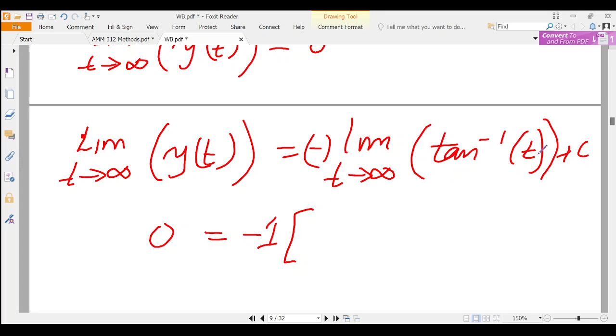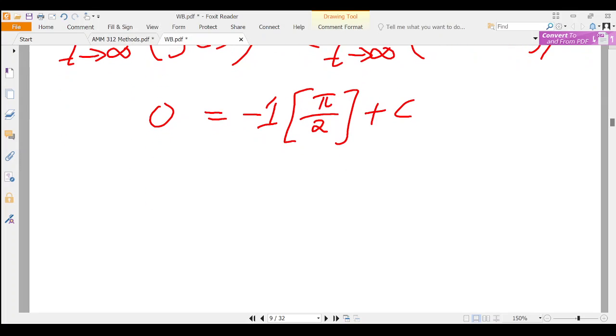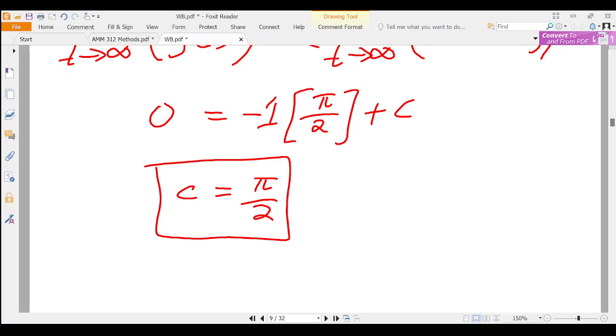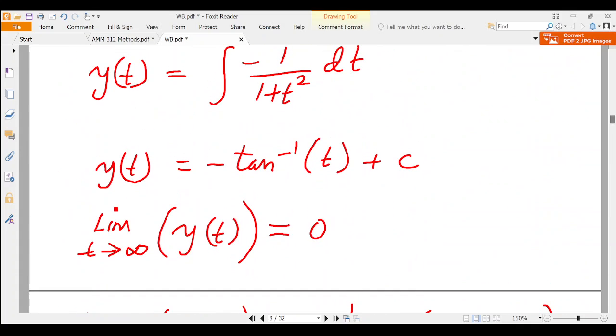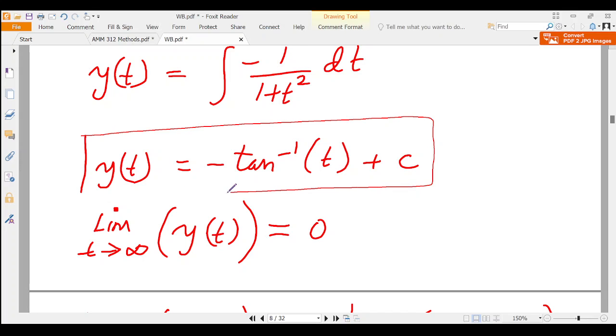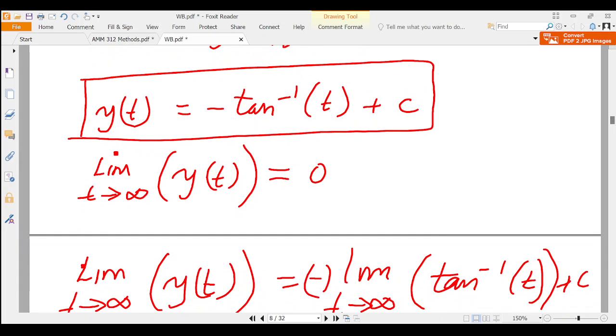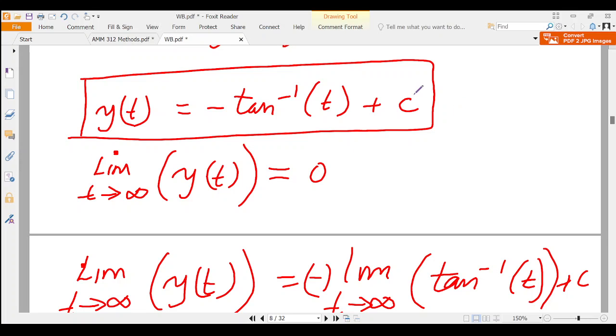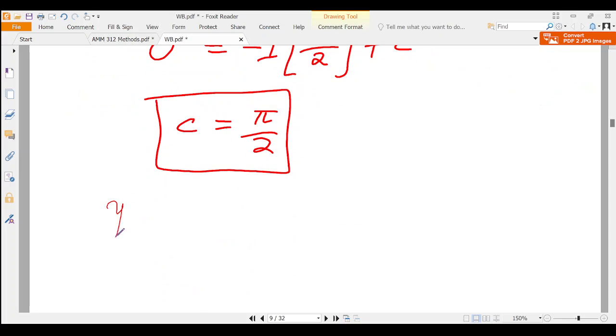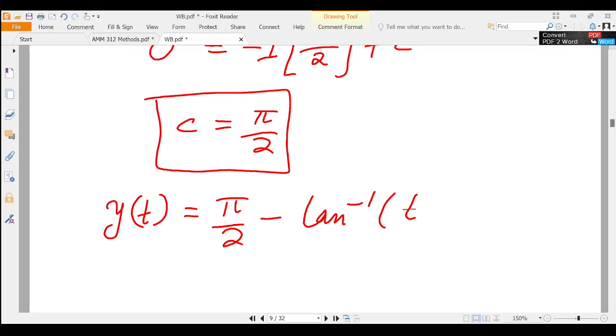if we take the tan inverse of t as t approaches infinity, we get pi over 2. Then we have plus c, and this means that c is equal to pi divided by 2. So this is the value of c. Then we substitute back in this expression here. We write c as pi over 2, then we have minus tan inverse of t. So we can write y of t is equal to pi divided by 2 minus tan inverse of t.